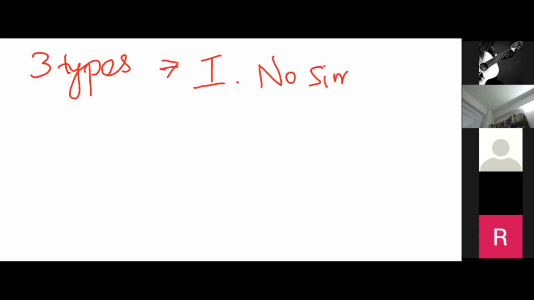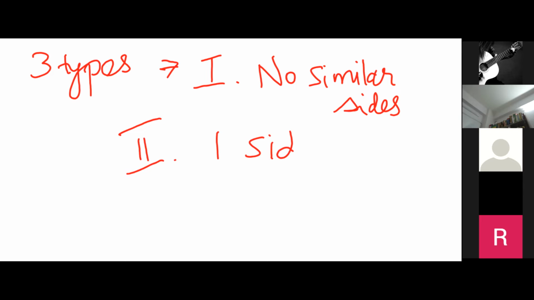Then there are 3 types of questions that can be asked from this dice. The first type could be no similar sides in the dice or faces in the dice. Second type is one side is similar or same. You can use the word same. And the third type is 2 sides are same.